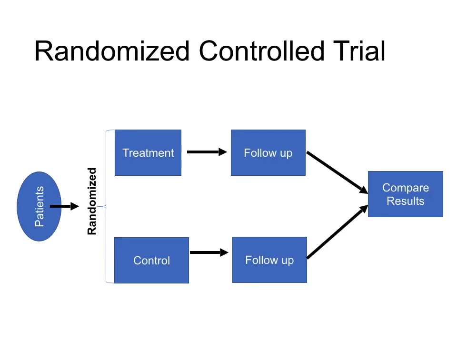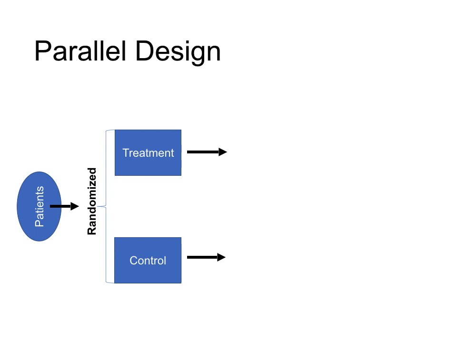In a randomized controlled trial, patients are randomized into the treatment or the controlled group. Follow-up occurs, and then the results between the two groups are compared and reported. This design increases the chances that the differences between the two groups is attributed to the treatment. There are different types, I should say, of randomized studies. In parallel design, different patients are randomized to either the treatment or control group.